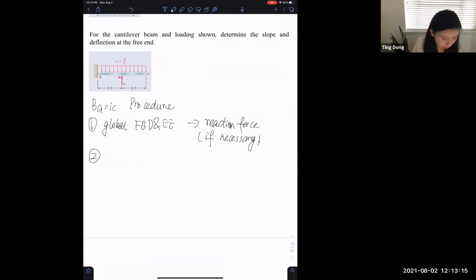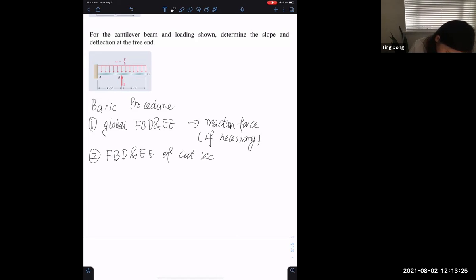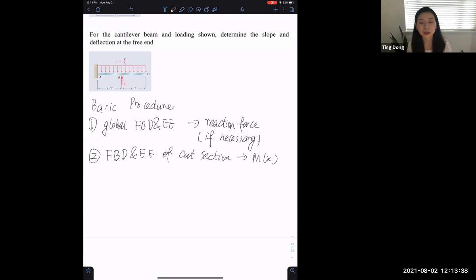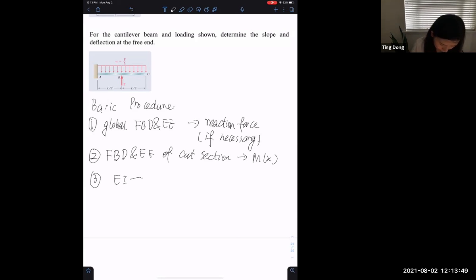And then the second one is use the free body diagram and equilibrium equation of the cut section. So we do not need to write everything, but we need to have a bending moment as a function of x. Basically, we need to know internal bending moment at any point through the whole beam. And then once we have this M as function of x, we can write it as the third step, EI d²y/dx².